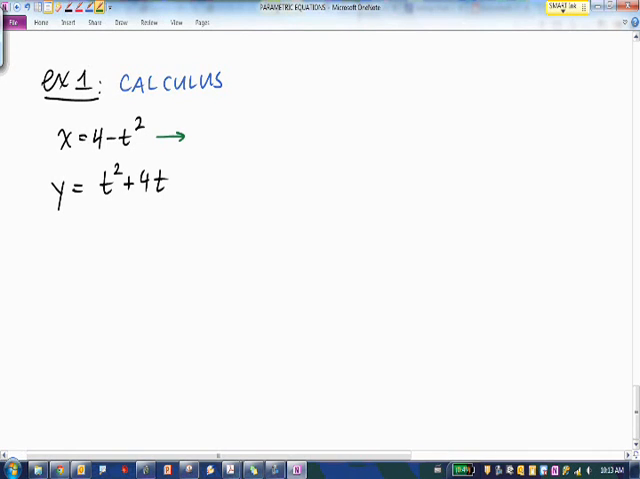Well, one of the things I could do is take the derivative of x, but I have to take it with respect to t. So the derivative of x with respect to t is just negative 2t. And similarly, I can take the derivative of y with respect to t, which in this case is just 2t plus 4. So what do these quantities mean?